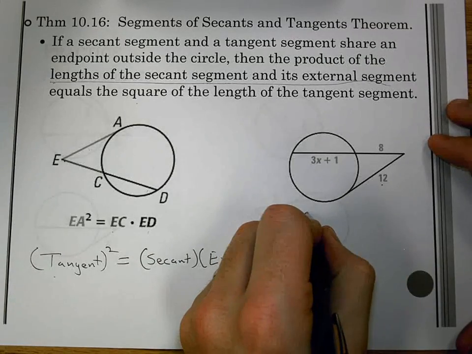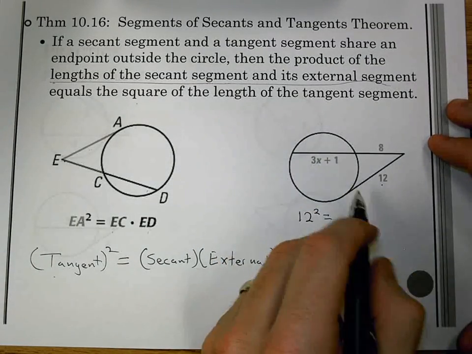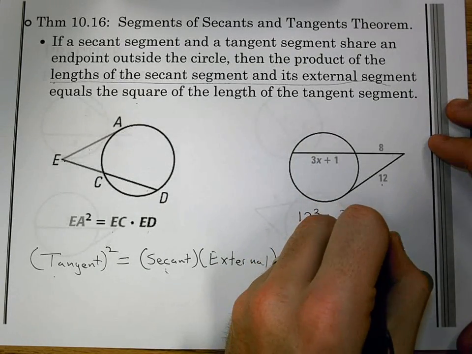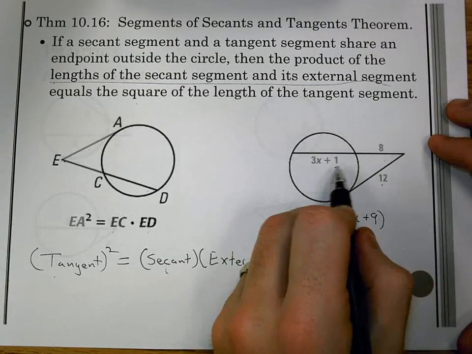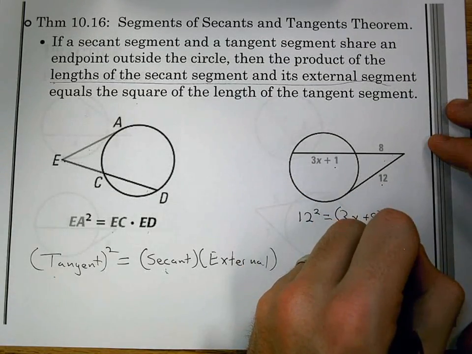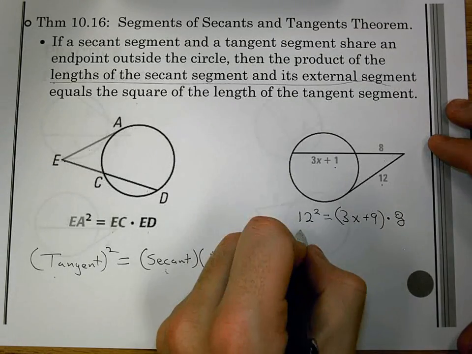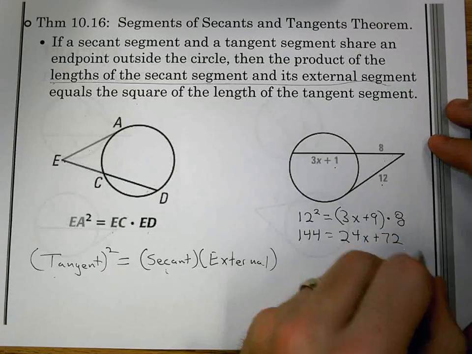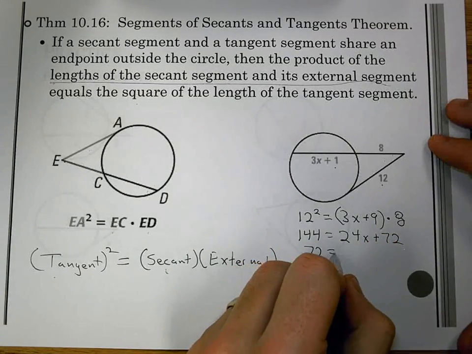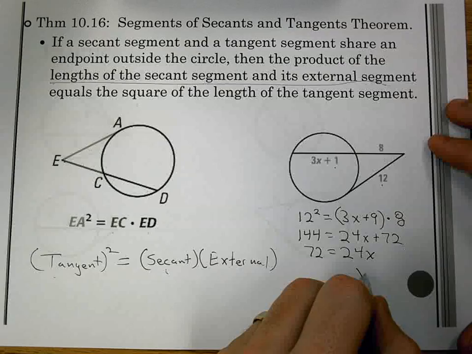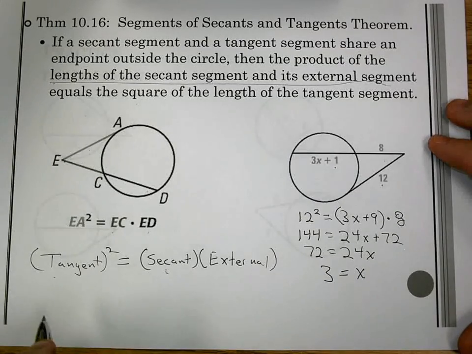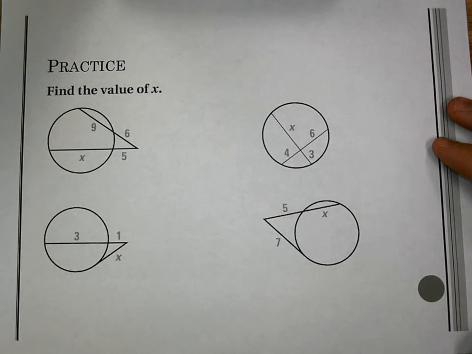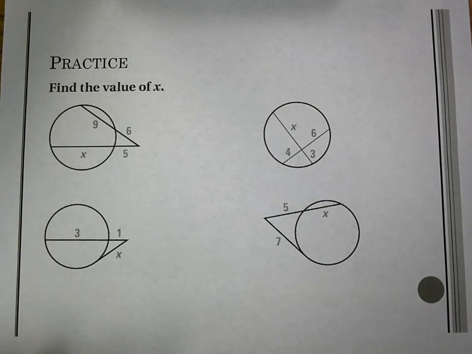Tangent's 12, so 12 squared equals, I need the entire length, the whole secant, which is 3x plus 9, because I just added 1 and 8, times the external, which is 8. Gives me 144 equals 24x plus 72. Subtract 72, and I happen to get 72 equals 24x, and x is 3. So let's put them all together and start to identify them as we go through and solve them.